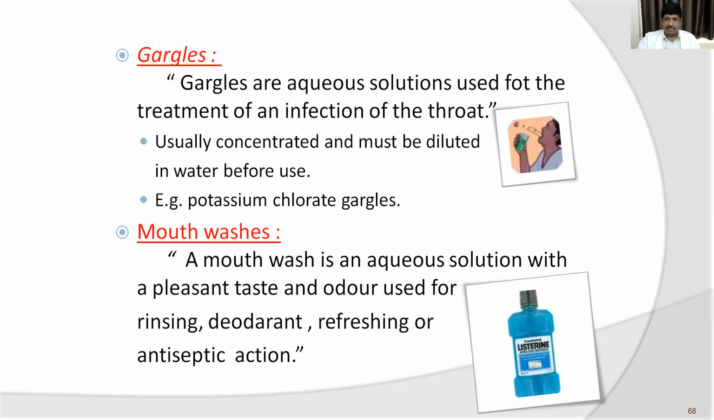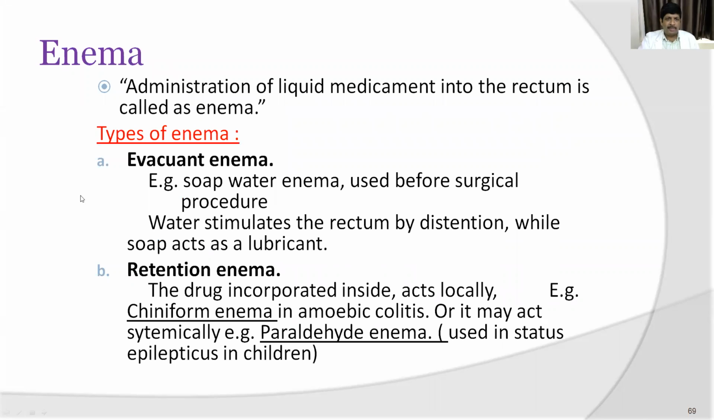Gargles, everyone knows that they are used for infection of the throat and all, gargling. Mouth washes, you just need to wash your mouth, the buccal cavity. Those are the mouth liquid preparations. Then enema can be evacuant enema or retention enema. Evacuant enema, we have soap water enema, used before a surgical procedure to clear out everything from the large intestine. Water stimulates the rectum by distension, while soap acts as a lubricant. Retention enema, the drug incorporated inside acts locally. Chloroform enema and paraldehyde enema are the examples.